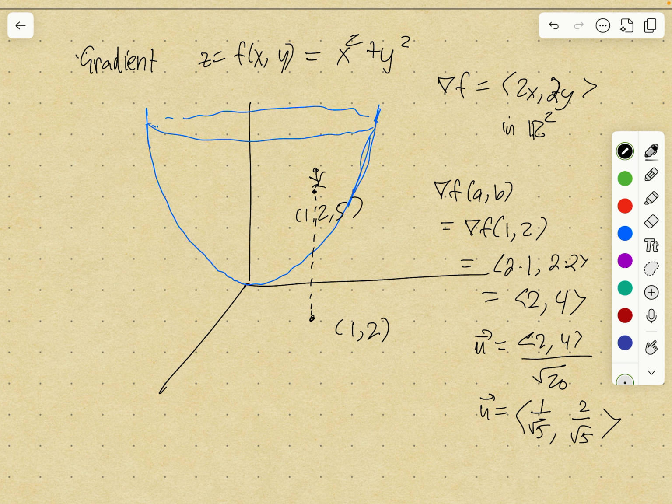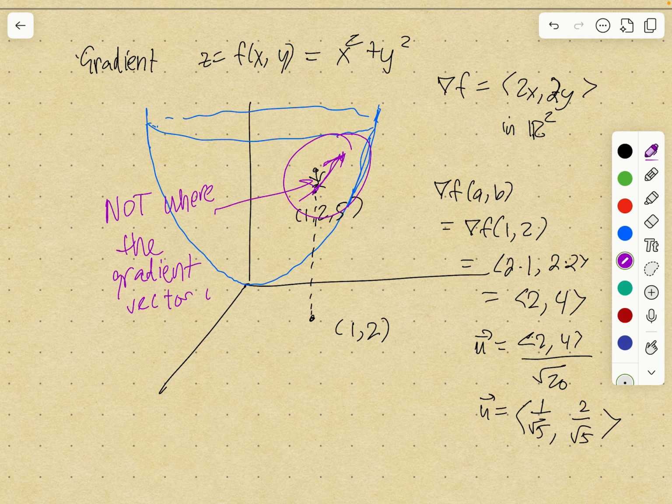Now, I used to think that since you're going up the mountain, that somehow, if you're here and you're ascending this way, then your gradient should be like this. Okay, this is not where the gradient vector is. It doesn't point up the mountain. It does not point up the mountain in terms of the mountain point of view.